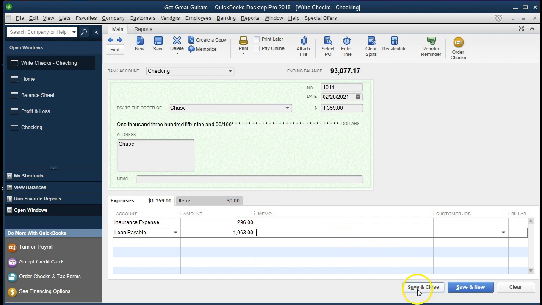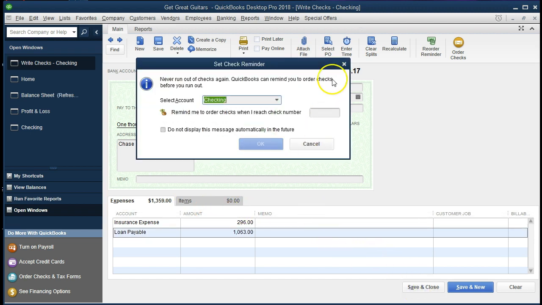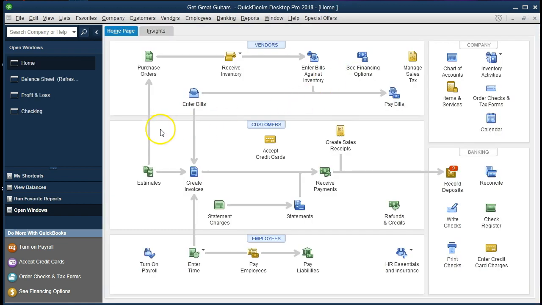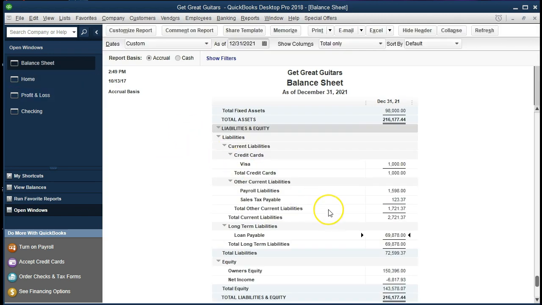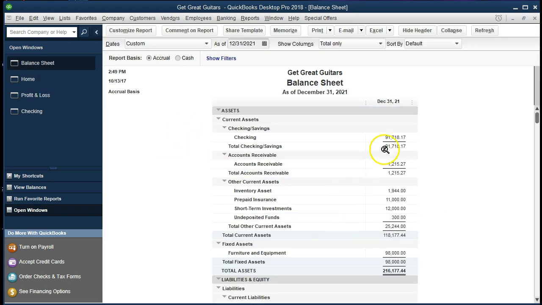So we're going to say save and close, and let's see if that did what we would expect it to. I'm going to say no to the advertisement to get checks, which is a nice thing to consider, but we're not going to do that at this time. And we're going to go to the balance sheet, and scrolling back up, we can see that cash is here.